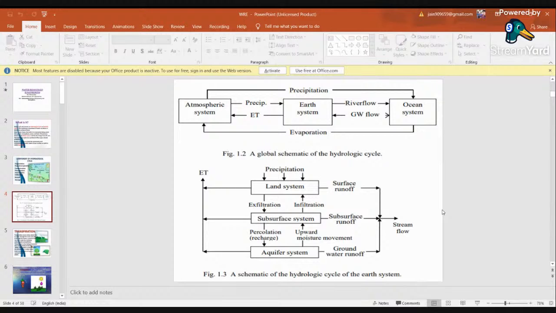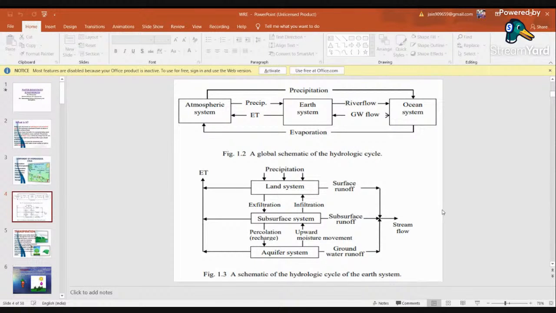Now see what will happen. Water will come on the land system in the form of precipitation. Okay, then that precipitation will be sustained by the earth or the ground surface in the form of infiltration, and part of the water will go into the form of runoff. But runoff is nothing but the surface water or the running water. Then some part of the water from the runoff will add to the stream flow, and some part of the water will add to the groundwater table, and it will again add to the aquifer system.